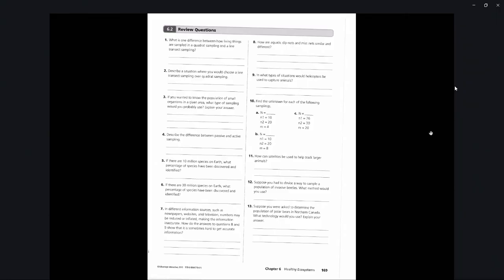Question 9, in what type of situations would helicopters be used to capture animals? So you can talk about what helicopters would be used to capture, right? What kind of animals would be good? I don't know that we really looked. There might be some really good ones. Let's go to our website here and check and see if there's some good helicopter tracking.